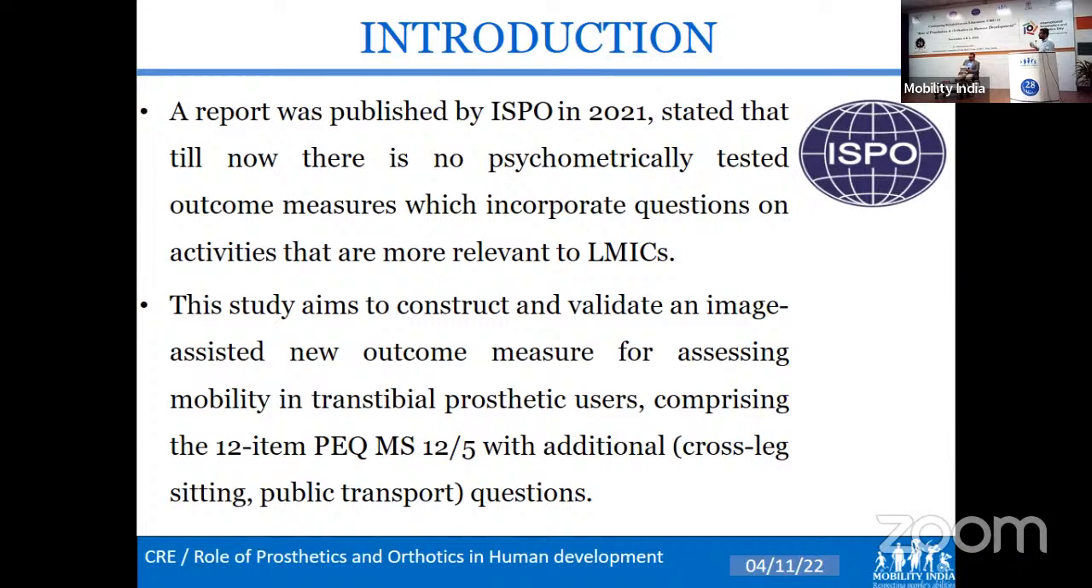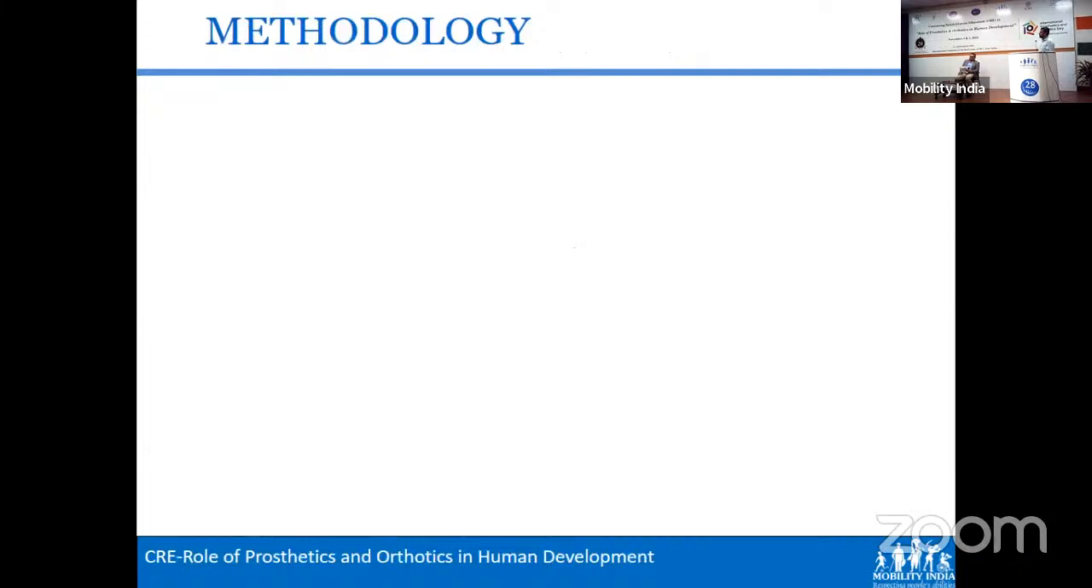So the aim of this study is to construct and validate a new image-assisted outcome measure for assessing mobility in transtibial prosthetic users, comprising 12 items of the already established Prosthetic Evaluation Questionnaire. Those of you practicing in clinical setups already know about it. It is the most commonly used outcome measure, with additional questions on cross-leg sitting and public transport.